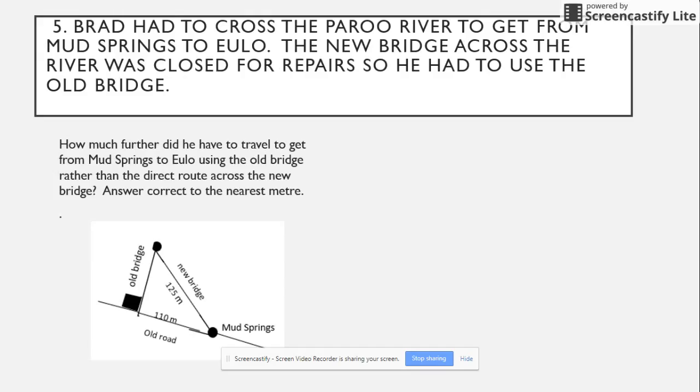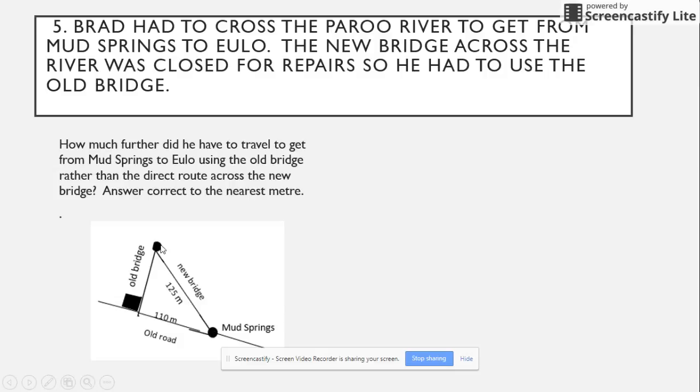Okay, let's look at number 5. Brad has to cross the Paroo River to get from Mud Springs to Eulo. So this is the river here. The new bridge across the river was closed for repairs. He had to use the old bridge. How much further did he have to travel from Mud Springs to Eulo using the old bridge rather than using the direct route across? So he had to go this way to get there instead of just going this way.